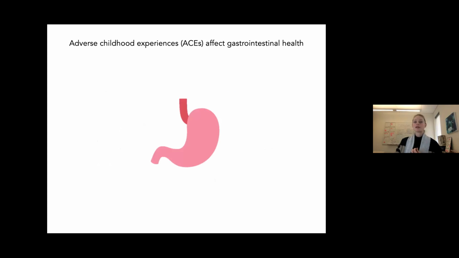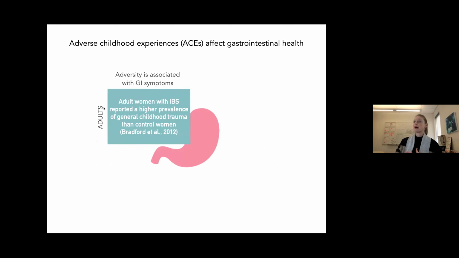So in my work, I've been focusing on a physical system that we know is very tightly connected to mental health, and that is the gastrointestinal system. So we know in adults that functional gastrointestinal disorders like irritable bowel syndrome, or IBS, are really strongly associated with the incidence of childhood trauma. So for example, adult women with IBS report a higher prevalence of general childhood trauma than control women. This is one study of many that has reported this finding. And it's not to say that all people with IBS have childhood trauma, but just that there's a higher representation of childhood trauma within that group.